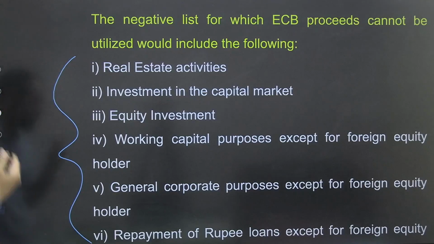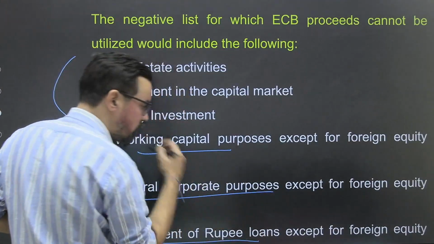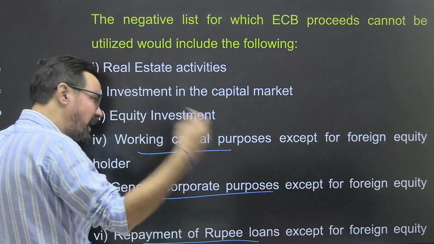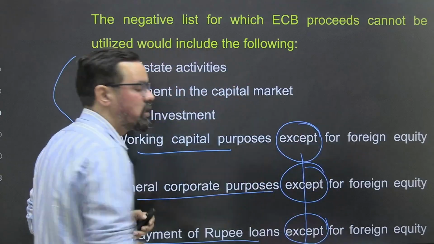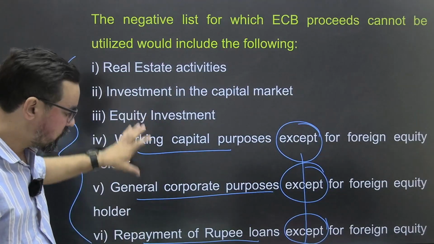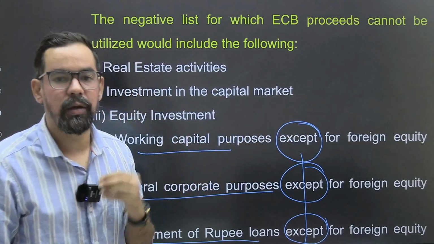Okay? So if companies are raising funds through external commercial borrowing, that means they are raising funds from outside India. So they cannot use that particular money for these purposes, right? Real estate activities, investment in capital market, equity investment, working capital purpose, general corporate purpose, or repayment of rupee loan. They cannot use it for these. They can use it if they have foreign equity partners in their company. ठीक है, तो इन तीनों के लिए भी नॉर्मल कंपनीज यूज नहीं कर सकते. कर सकते हैं कब? जब उनके पास कोई फॉरेन इक्विटी पार्टनर्स आपका उसमें होगा.